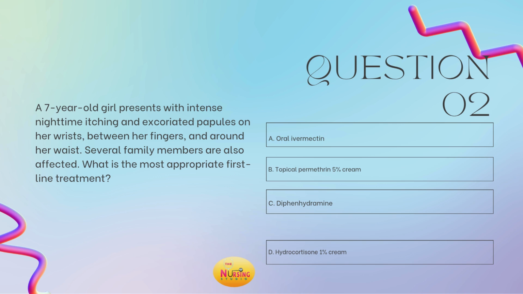These words be tearing me up, y'all. Is it C, diphenhydramine? Or is it D, hydrocortisone 1% cream? Take a moment and tell me what you got.